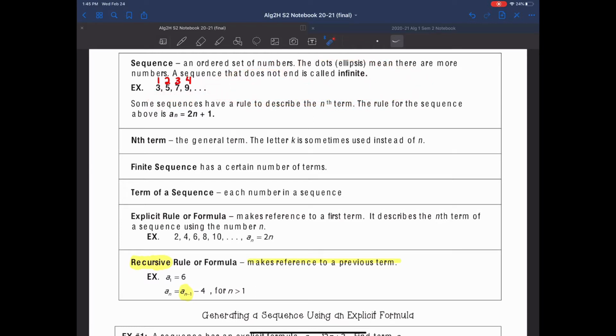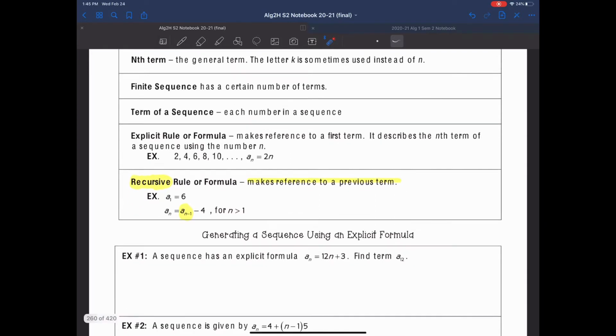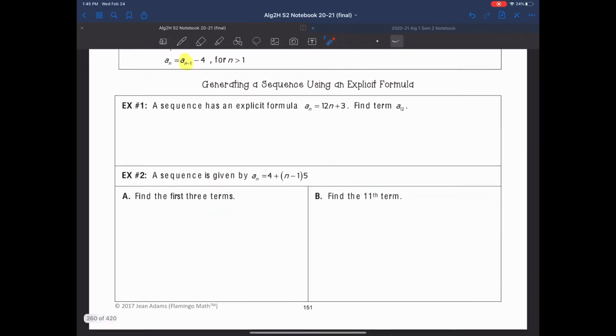All right, so now let's go over examples on how to use these vocab words. First, we're going to start off with generating a sequence using an explicit formula. Example number 1, a sequence has an explicit formula of a sub n equals 12n plus 3. Find the term a sub 12.